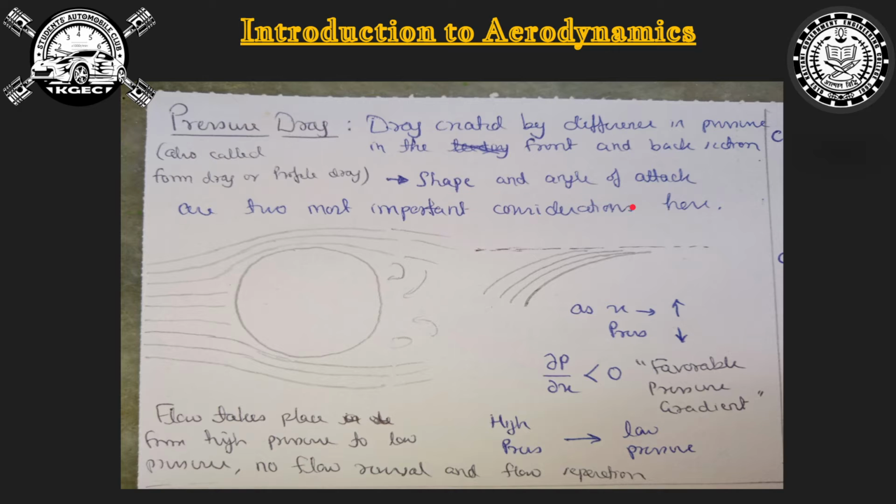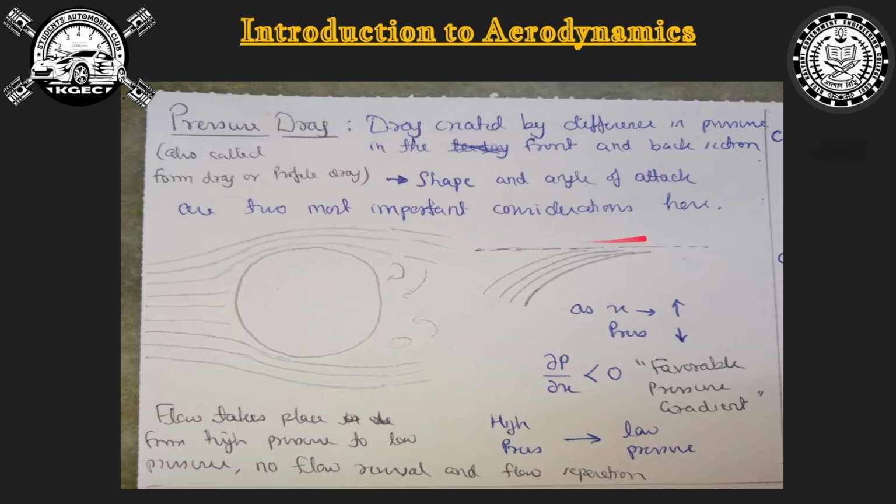So here the shape and the angle of attack are very important considerations. So let us see why this thing happens. This is called as the wake of the object. The object is moving past this region, and there is a low pressure region created. This is called as the wake of the region. So let's see why this thing is created. First, put your attention to this side of the object.